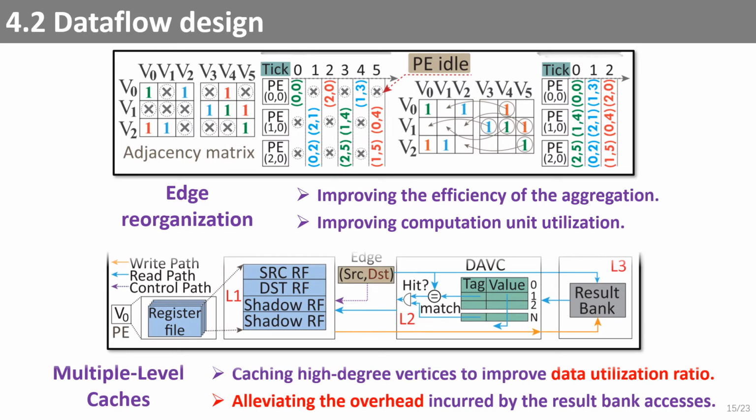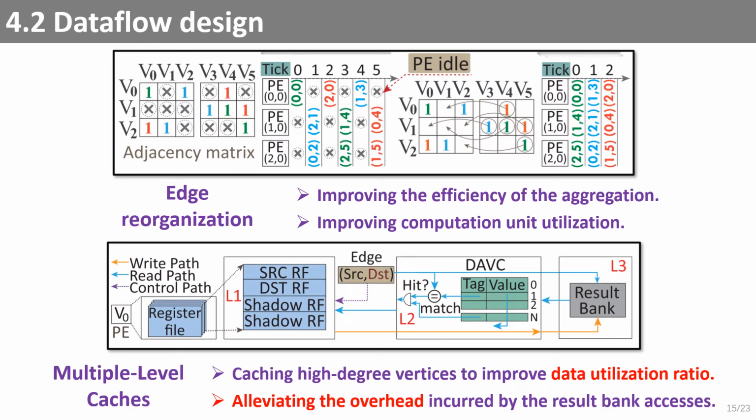Meanwhile, the result banks are used to store the temporary aggregate results. PEs frequently accessing the long latency result bank will result in performance degradation. Thereby, we insert a degree-aware vertex cache between the result banks and the register file of each PE to cache high-degree vertices for improving data utilization ratio.